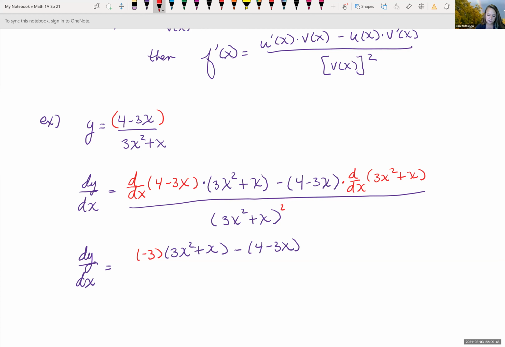So now let's distribute and combine like terms. If we distribute this negative 3, we get negative 3 times 3x squared is negative 9x squared. Negative 3 times x is minus 3x. Minus, so now let's FOIL this out. So 4 times 6x is 24x. 4 times 1, so plus 4. Negative 3x times 6x, so minus 18x squared. Negative 3x times 1, so minus 3x. All over this quantity squared, denominator squared.